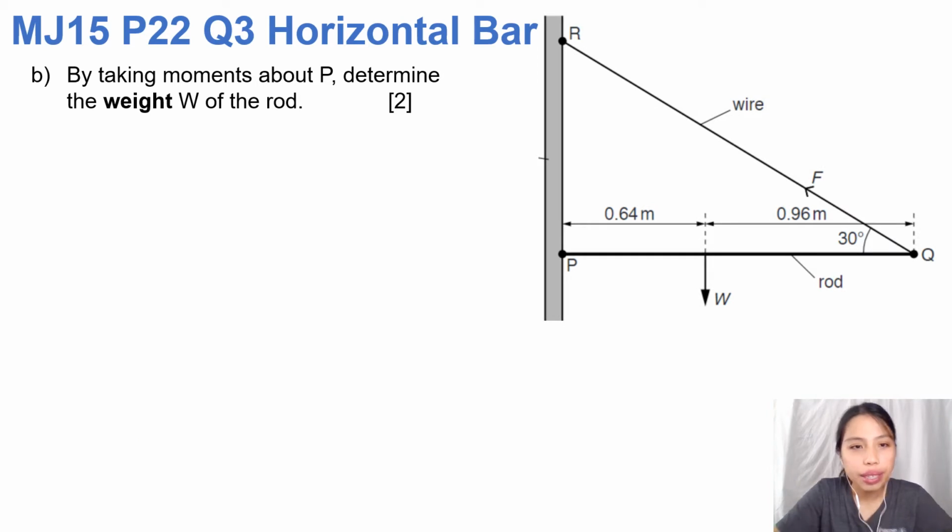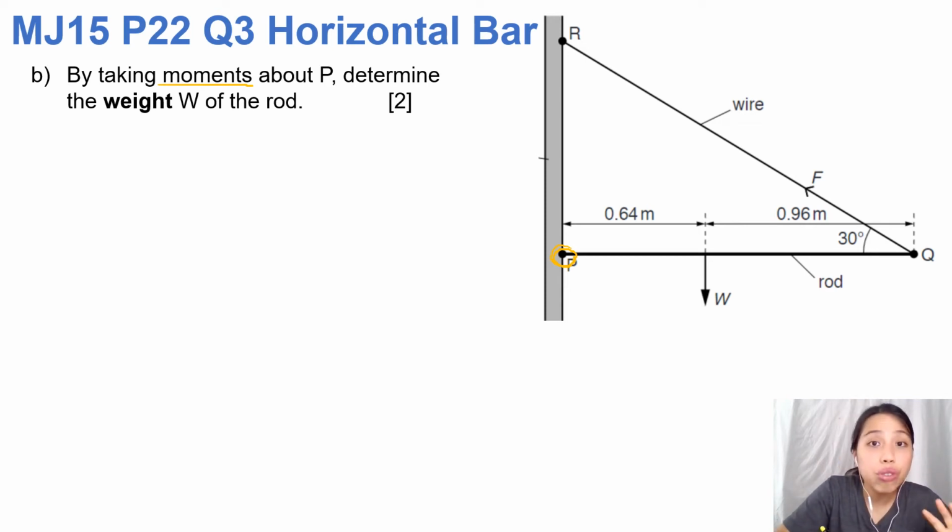Part B. By taking moments about P, where is P? Determine the weight of the rod. Think of moments. Okay, so we need to choose a pivot point. They kind of chose for us already. Take moments about P, so they're telling us to use P as your pivot point. Nice. Okay, what are the forces that cause clockwise and anti-clockwise torque? We'll write them down later.